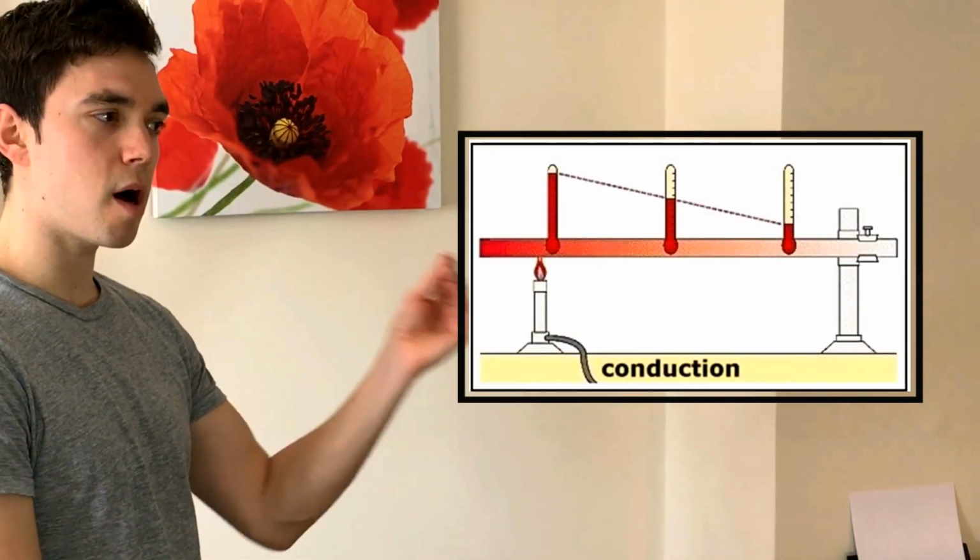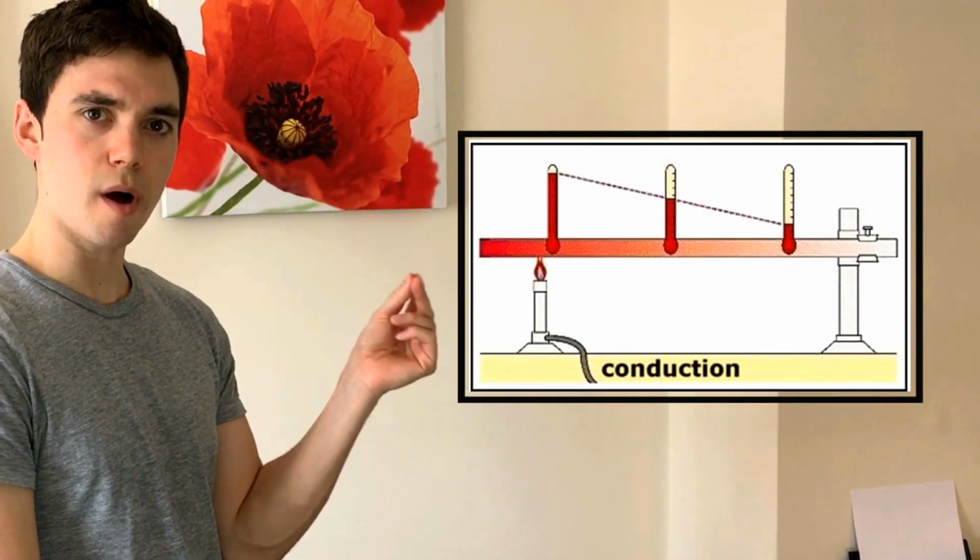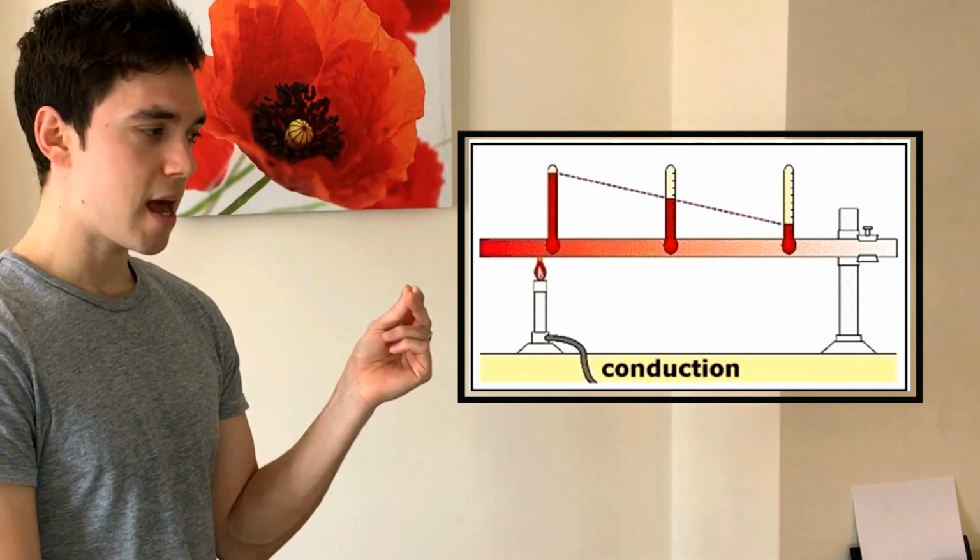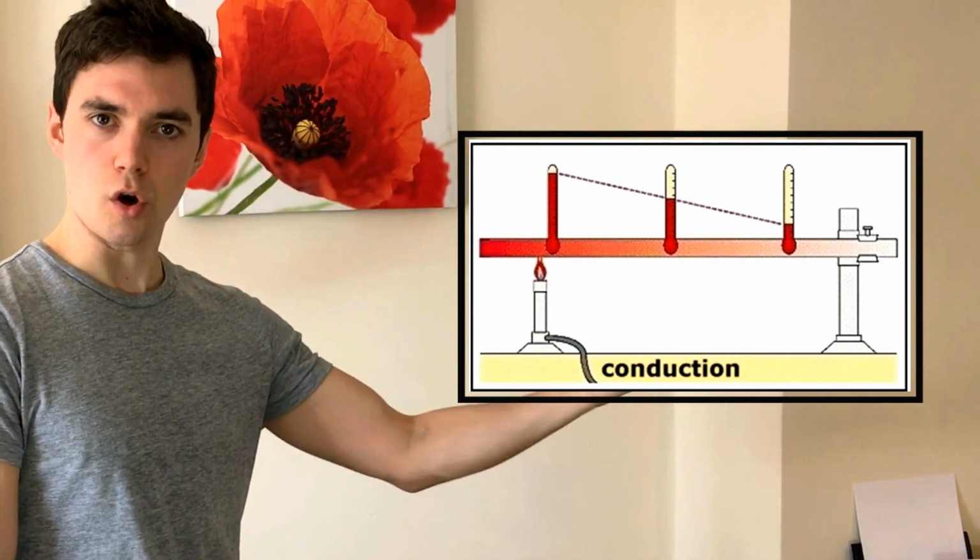Some metals are better conductors than others. Copper is a very, very good conductor. Aluminium, for example, isn't such a great conductor of heat. Now, what happens in conduction is very simple. I heat one part of the metal, so one part of the metal is very hot and the other part is not hot because it's not being heated.